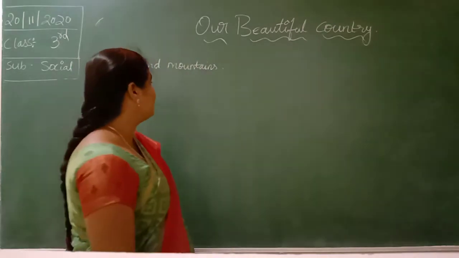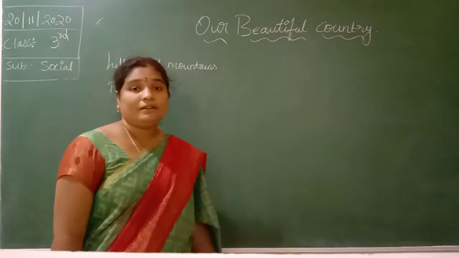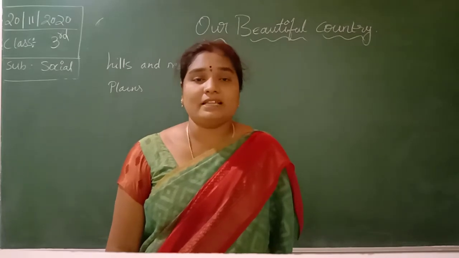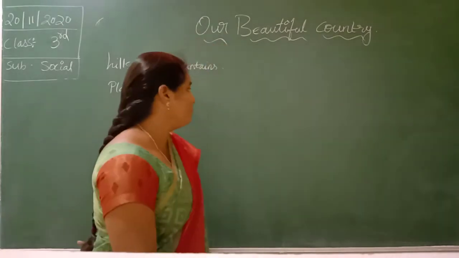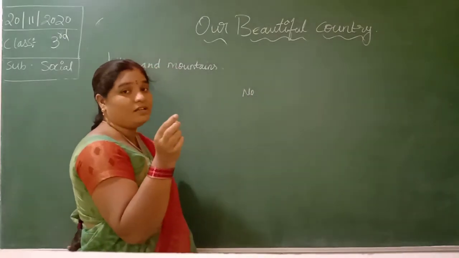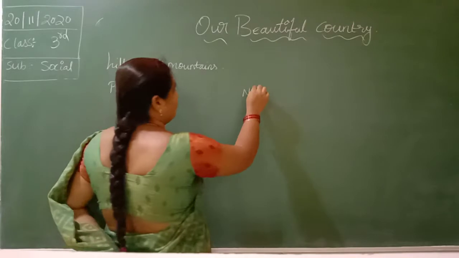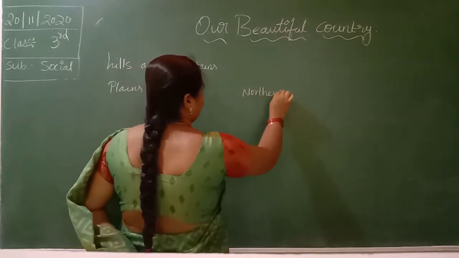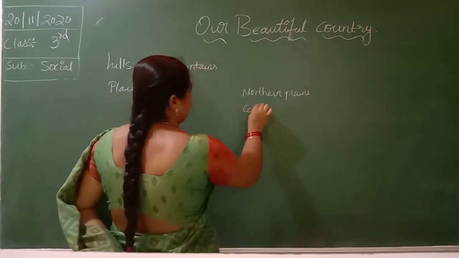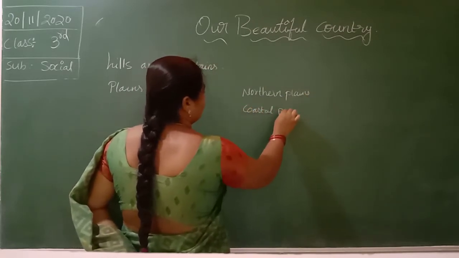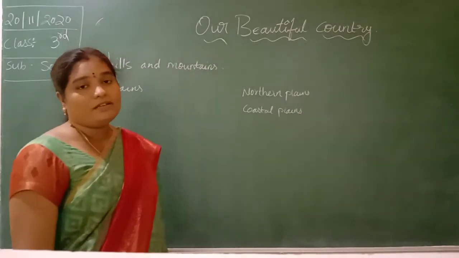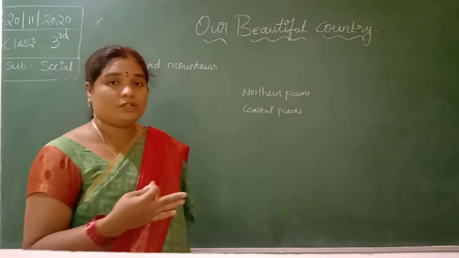There are two plains in our country. One is the northern plains, which are towards the Himalayas, at the south of the Himalayas, and another is the coastal plains. The main rivers originate from the Himalayas and flow into the plains.